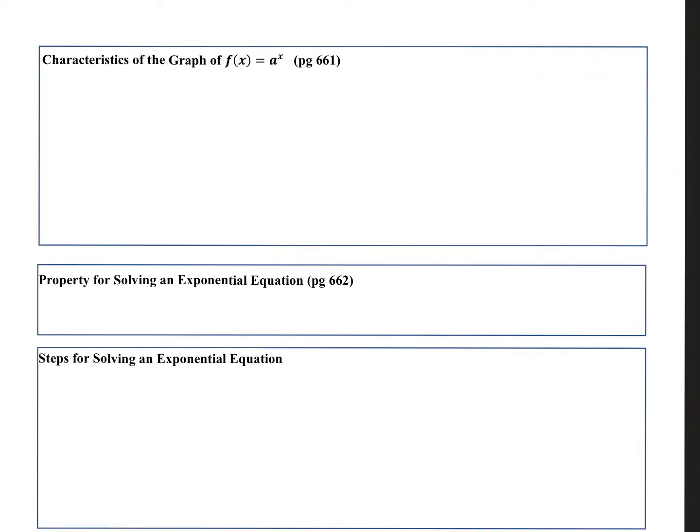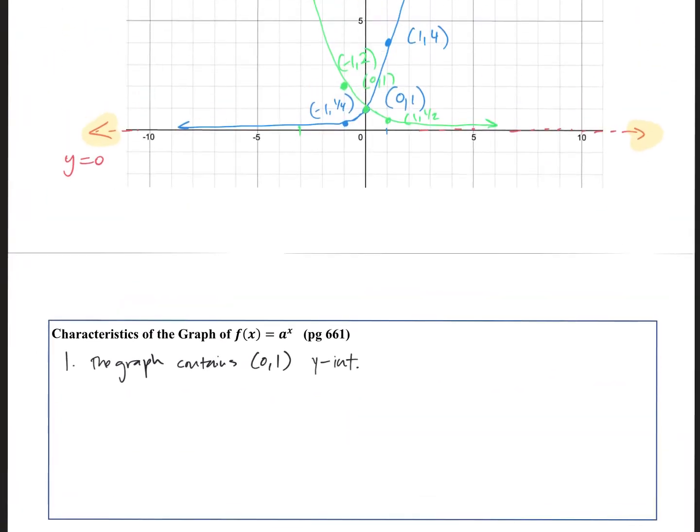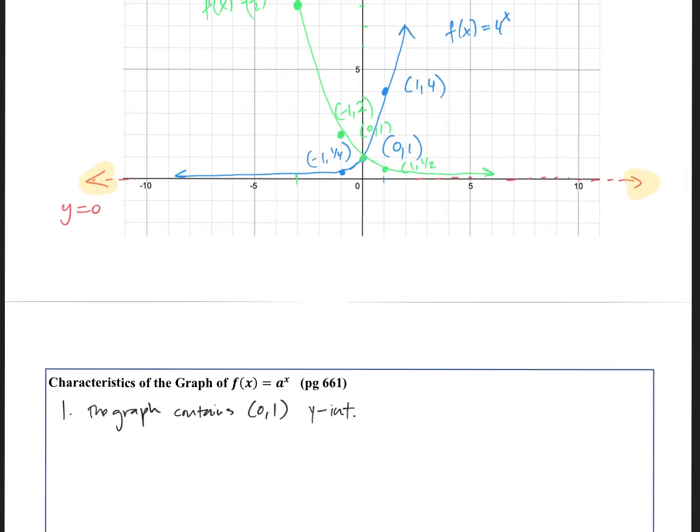Characteristics of the graph of f of x equals a to the x. So there are 4 characteristics. First one, the graph contains the point 0, 1, which is the y-intercept. Okay, so that's always going to be the y-intercept, and that always is going to be on that graph of the form a to the x power, which, if you'll notice, they both shared that same point.